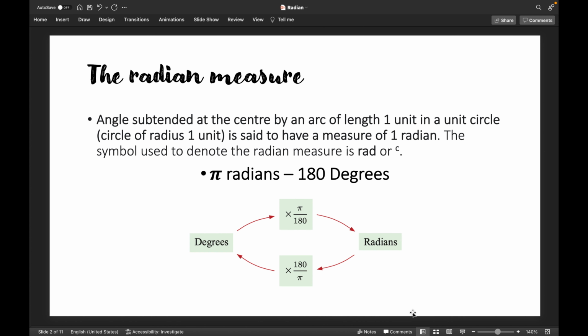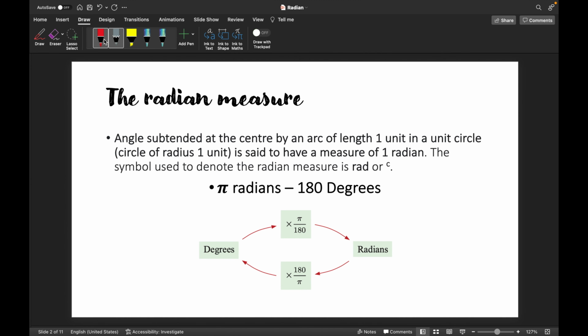Okay, so let's begin with the radian measure. There's a definition over here, but it's not really important to know. You just need to know what a radian is, and that's fine. You don't have to really know the definition, but I'll read it out. It's the angle subtended at the center by an arc of length 1 unit in a unit circle is said to have a measure of 1 radian. I mean, you can memorize it, but it's not that important. I'll show you what it actually means.